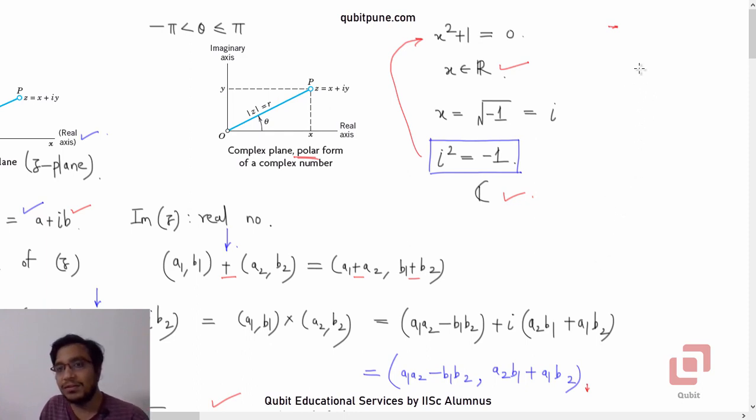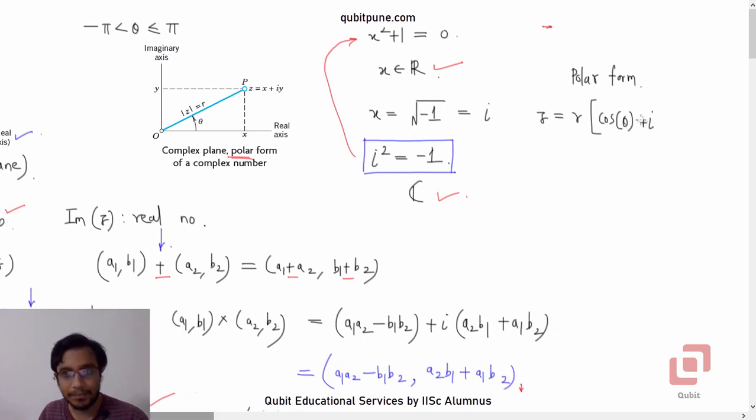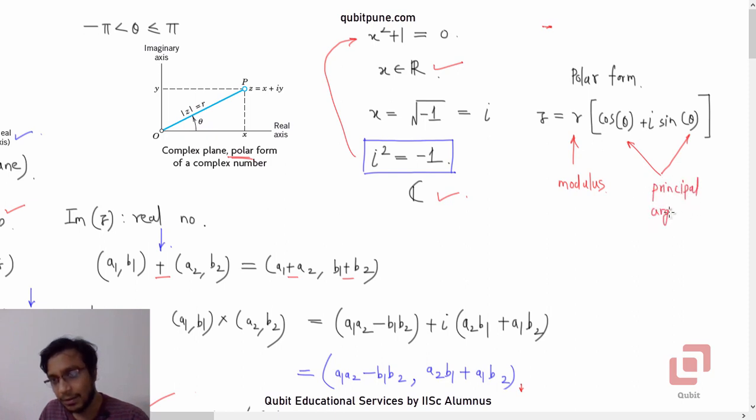The polar form of a complex number is this: r into bracket cos theta plus i sine theta, where r is the modulus of the complex number defined by root of x squared plus y squared, and theta is the argument, usually the principal argument, but it can be in general any argument, the principal argument plus or minus any integral multiple of 2 pi.